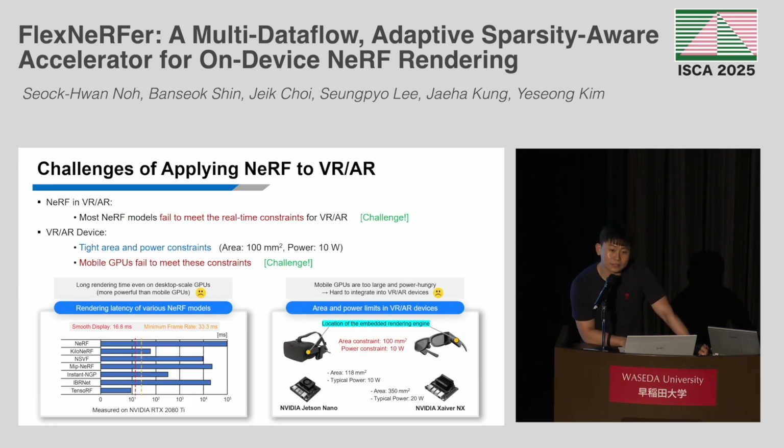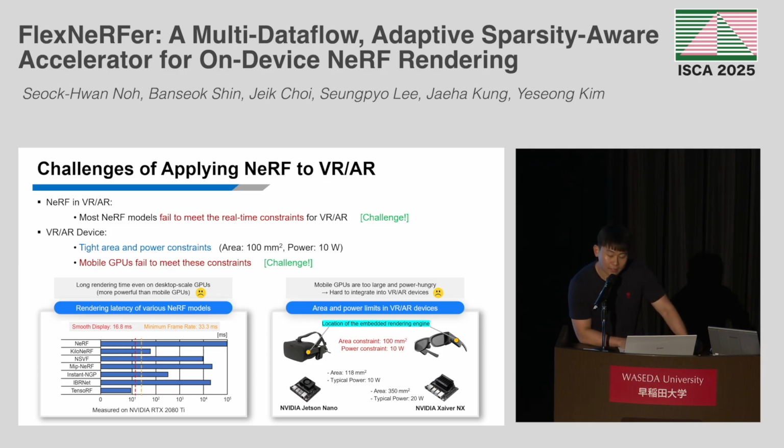The problem is most NeRF models can't meet this real-time constraint. Even when running on powerful desktop GPUs, which are stronger than mobile GPUs, they still fail to render fast enough. You can see the rendering latency in the figure on the bottom left. So clearly, using NeRF in real-world VR and AR requires further work.